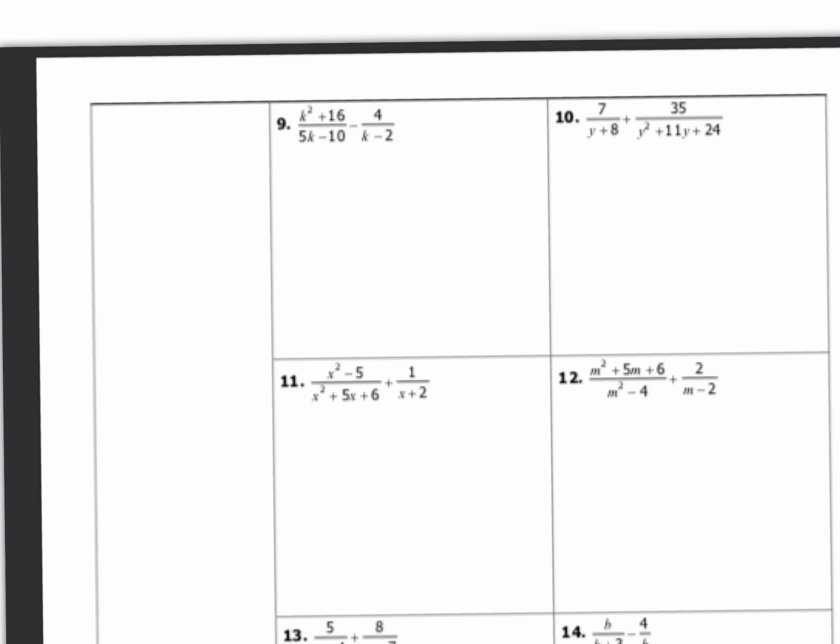So I'm just going to rewrite the problem. I have k squared plus 16. But I'm going to factor the denominator to become 5, because 5 and 10 have a GCF of 5, 5 times k minus 2. And then write the right side exactly the same.